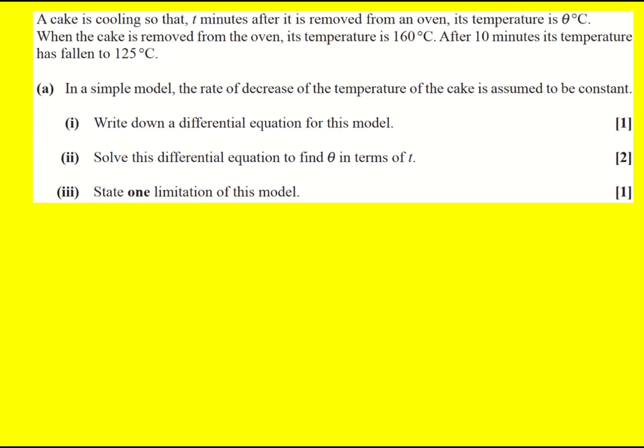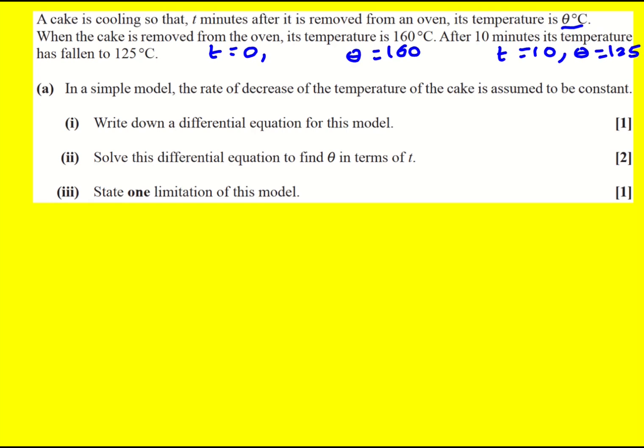So part A, actually, I don't normally consider this, so this is new for me. We've got temperature as theta, and when it's removed from the oven, that's when time is 0. The temperature theta is going to be 160. And then we're working in minutes. So when t is equal to 10, we've got theta is 125.